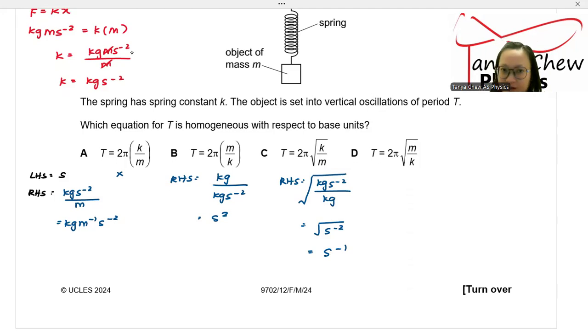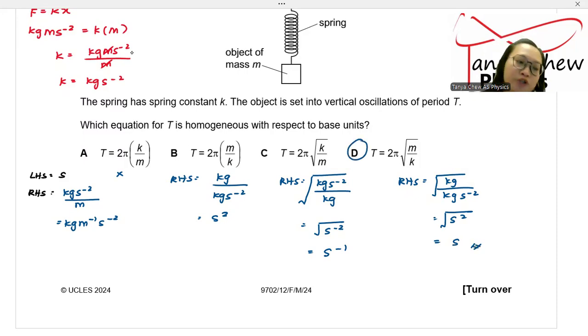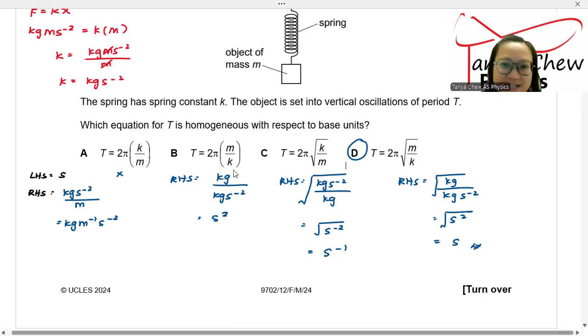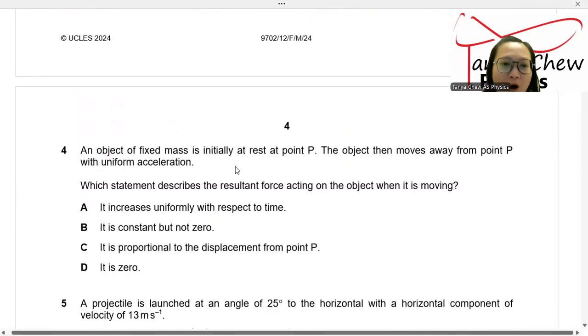Now D is our only hope, right? So D, right-hand side, kilogram divided by kilogram per second square. So kilogram and kilogram just cancel off. Second square, you move outwards. It becomes second to the power of negative 2. You move outwards per second square. You square root it. You get second. So left-hand side unit is equal to the right-hand side unit. D is a homogeneous equation. D is the answer.